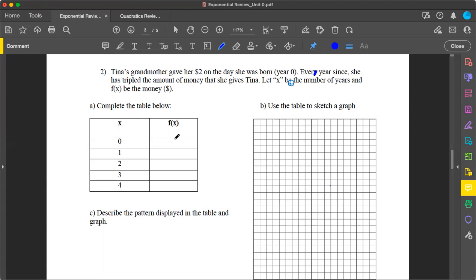So we have $2 on the day she was born. f of x denotes the amount of money, and x is the number of years. And every time this triples, so times 3. So this is now 6, 18, 54, I hope. And then take it one more time: 150, and you add on 12, so 162. There you go. Let's sketch this thing.